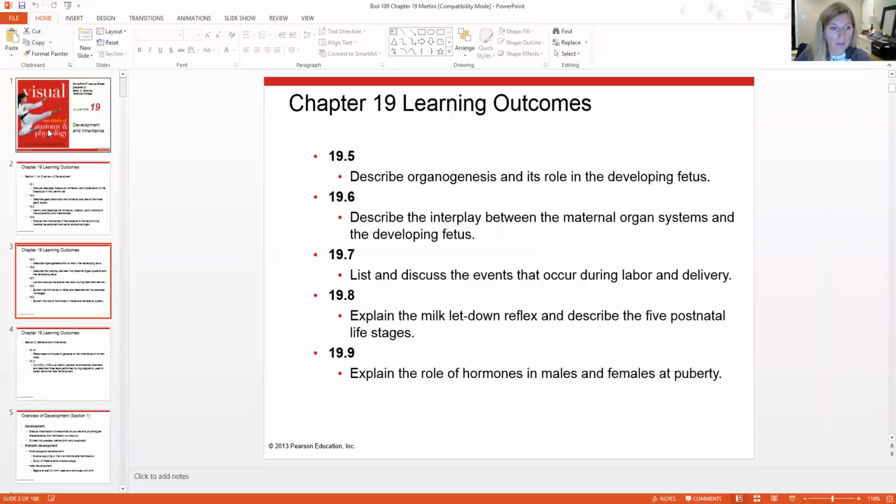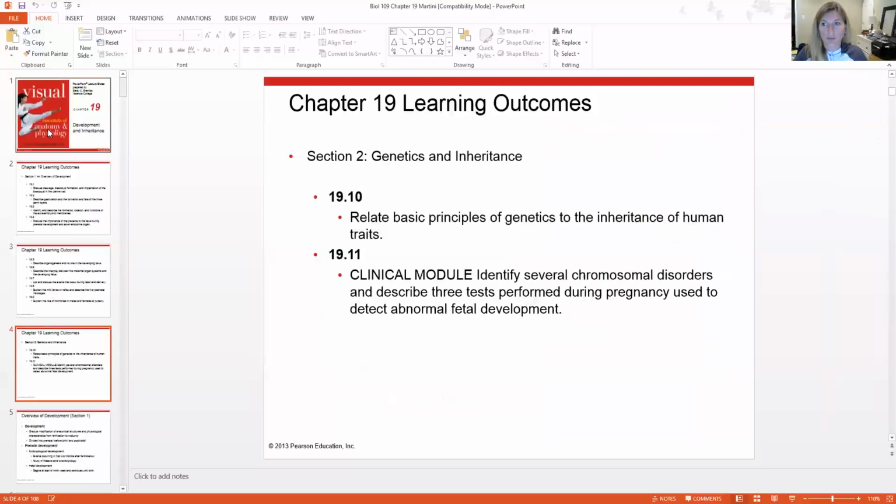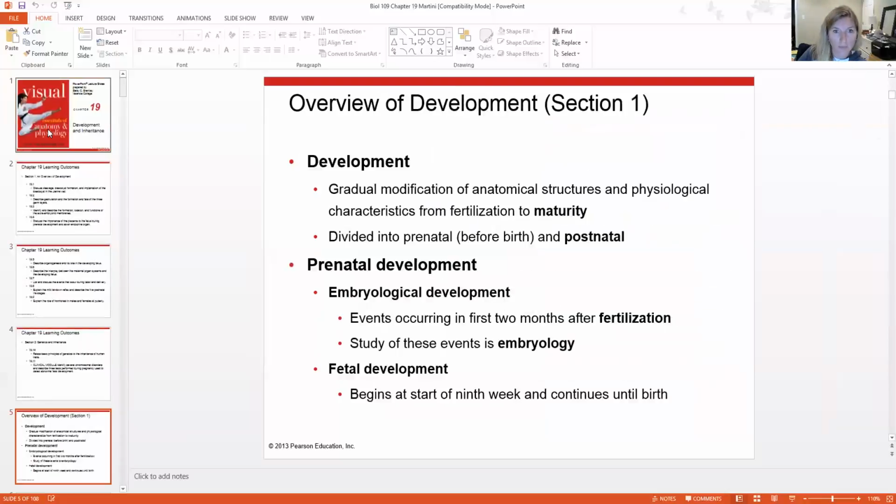Here you see your learning outcomes, which are already included in your chapter guide in your weekly folder on Blackboard. There is an overview of development that occurs in this chapter. There's development, which is the gradual modification of anatomical structures and physiological characteristics. This goes from fertilization onto maturity. And then there's prenatal development. This is before birth. And there's postnatal development, which is after birth.